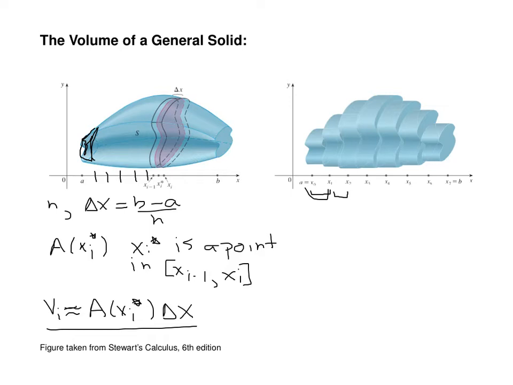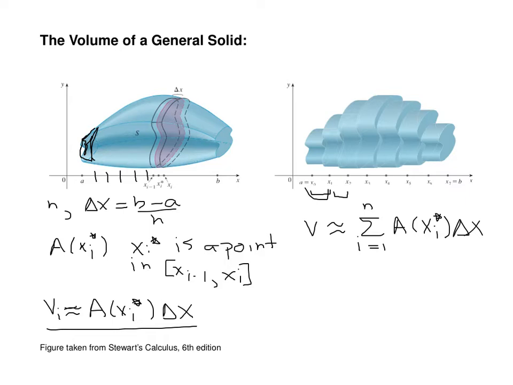Now, the approximate volume of the entire loaf of bread will be about equal to the sum from i equals 1 to n of A of x sub i star delta x. What this is saying is you add up the first slice, second slice, third slice, fourth slice, all those individual volumes, and you'll have an estimate of the volume of that weird shaped loaf of bread. To get more accurate estimates, you use more slices.